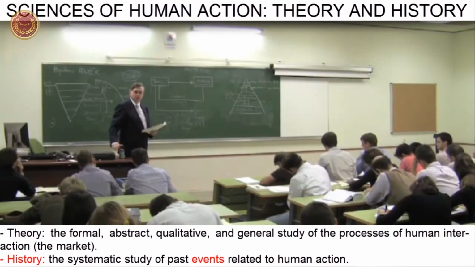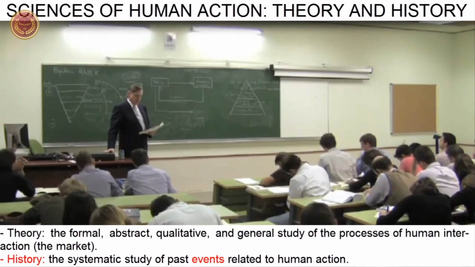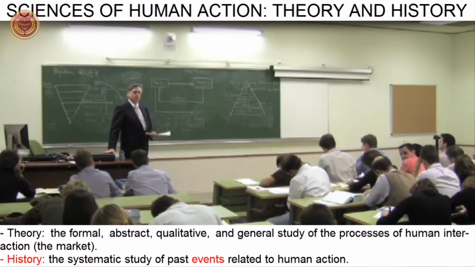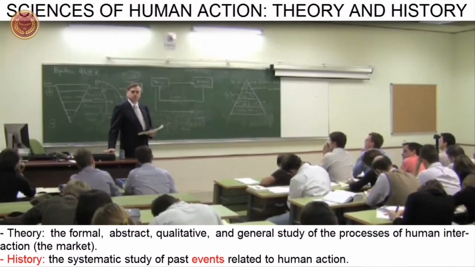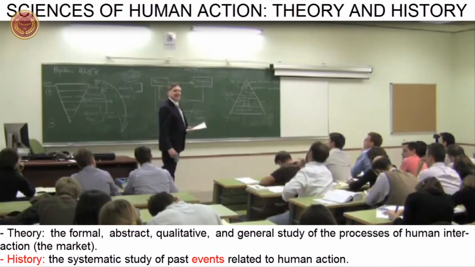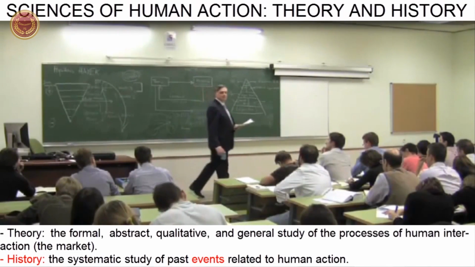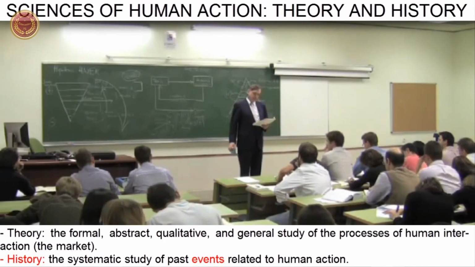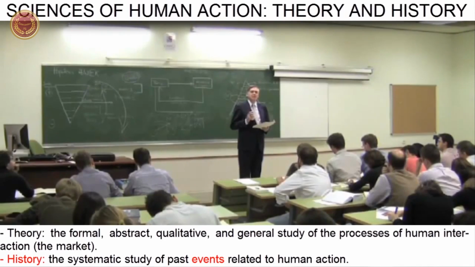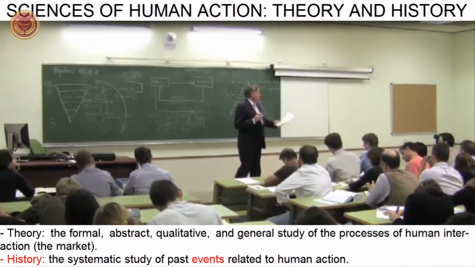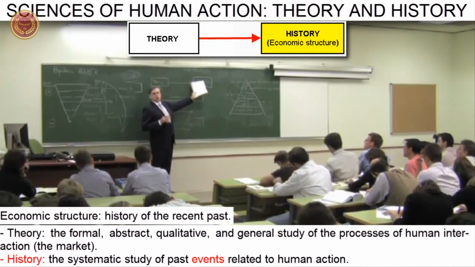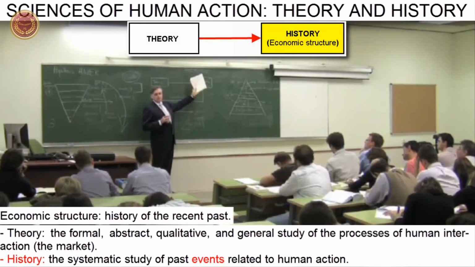These past events related to human action may be from the distant past, which in colloquial terms we call history, or they may be from the recent or very recent past. In fact, what happened this morning is already history. In the social sciences, the history of the recent past is called the economic structure. That's why I've written here, history or structure.